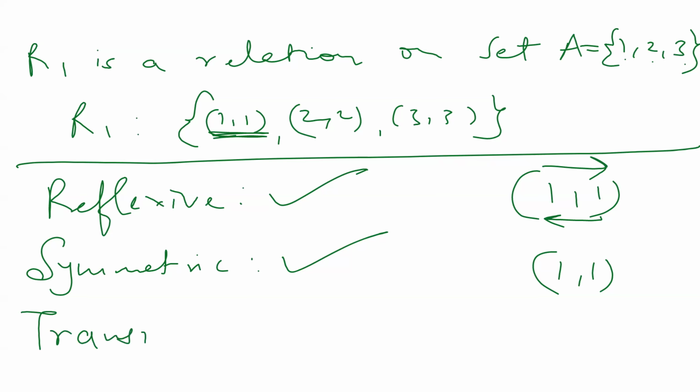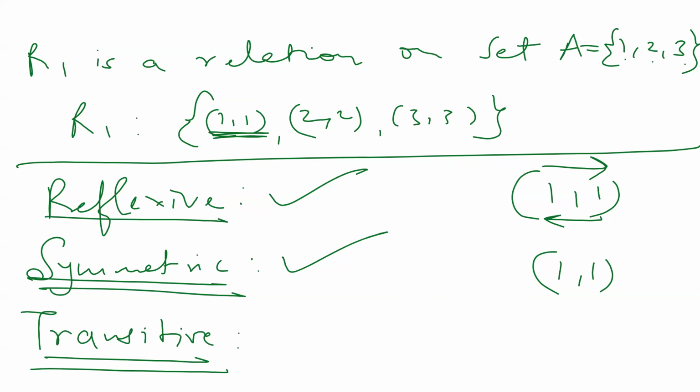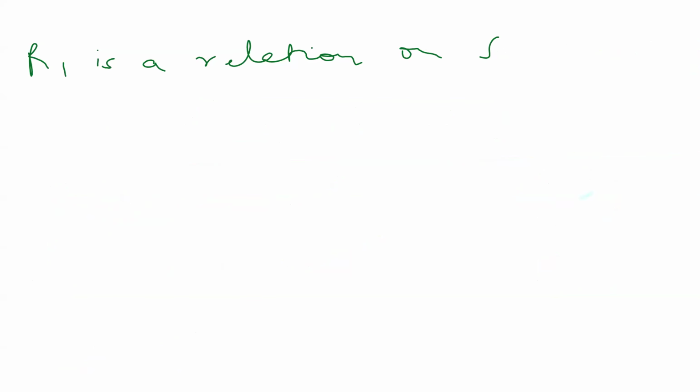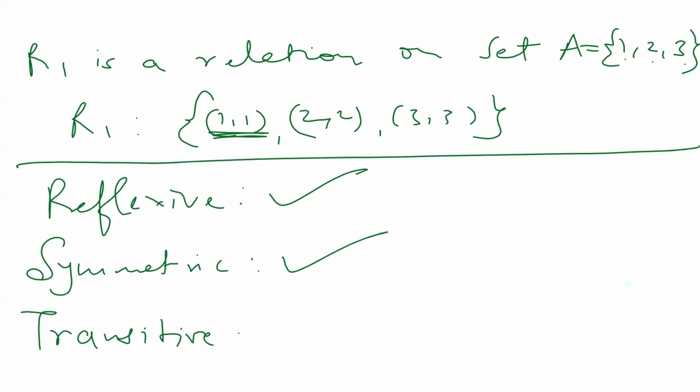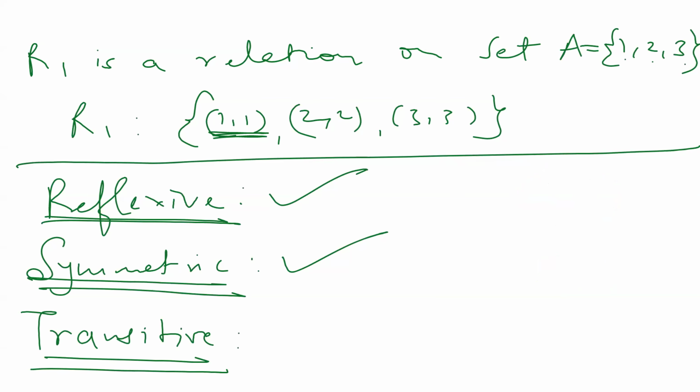Transitive. If you remember yesterday's discussion, you will be able to answer. Is it transitive? The thing is, we cannot really check for transitivity over here. Because when I say (1,1), the other link should start with 1 and some other number. So we cannot really check any transitivity over here.